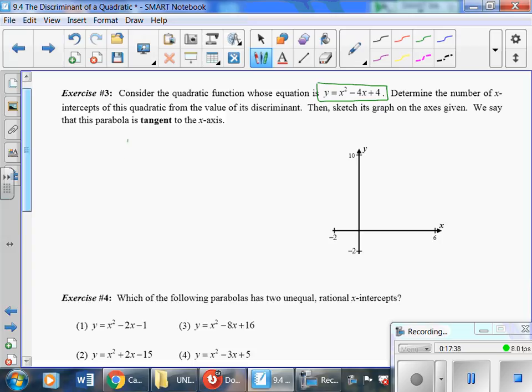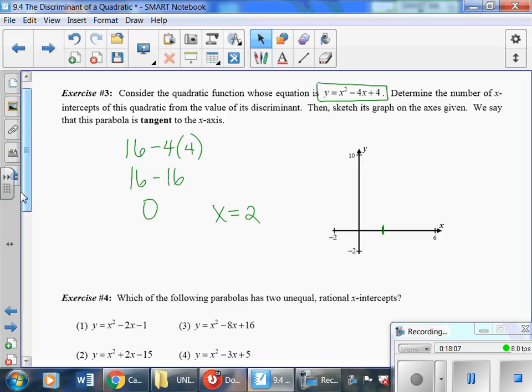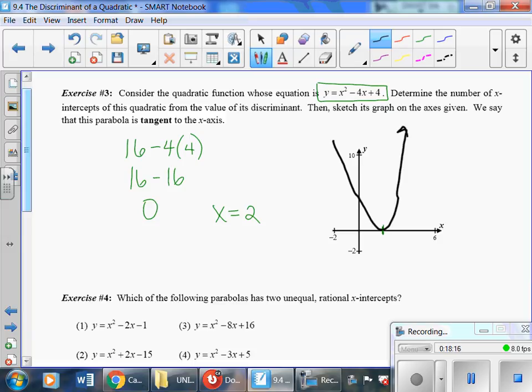So b squared, same thing we've been doing, b squared minus 4 times a times c, right? So here we're going to have 16 minus 16. So in this case, this is when we're going to get that one rational root. So if you put this into your calculator, or if you found your roots, you'd find out your root is x equals positive 2. So what that means is that on your x-axis, you're going to get a parabola that has a tangent at positive 2. Okay, that was really not a very nice parabola. There we go. That might be a little bit better. Still not good.